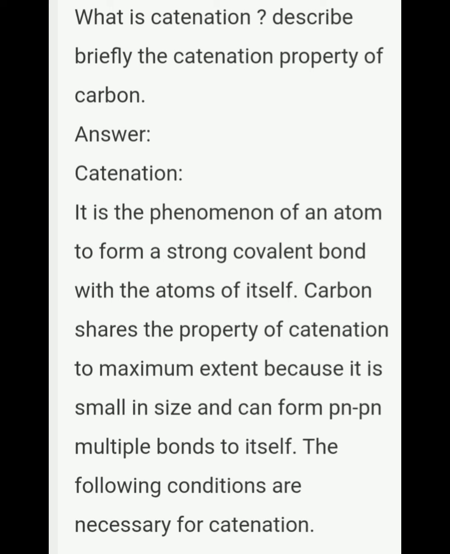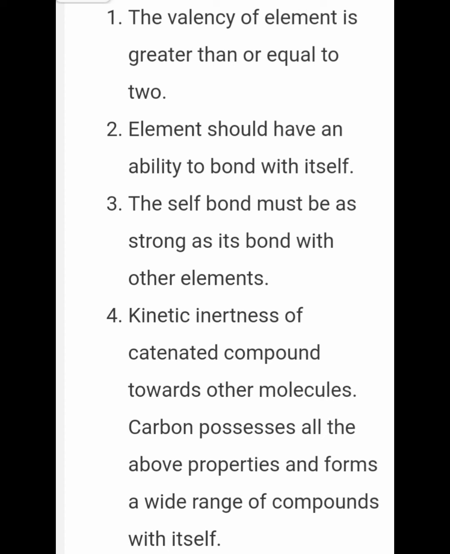The element should have an ability to bond with itself. That means that element, carbon or silicon, can bind with another atom of itself, that is carbon-carbon linkage, silicon-silicon linkage. That ability should be there for catenation. The third property is the self bond must be as strong as its bond with other elements. Self bond means bonding with itself. That means carbon can bind with carbon to form a number of compounds. For example, a hemoglobin structure is a big, complex one. So the self bond must be as strong as its bond with other elements.